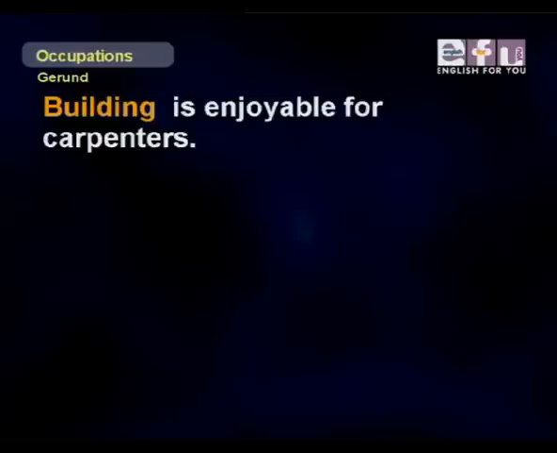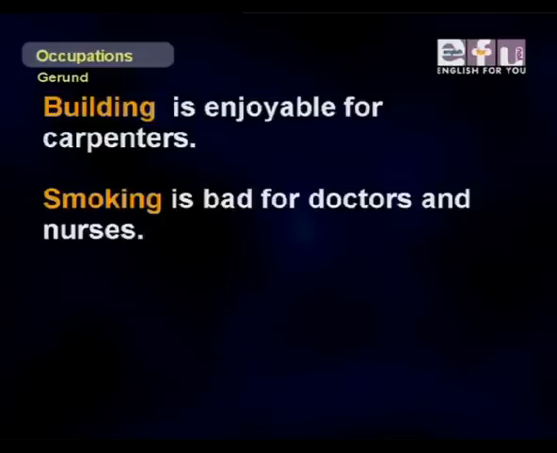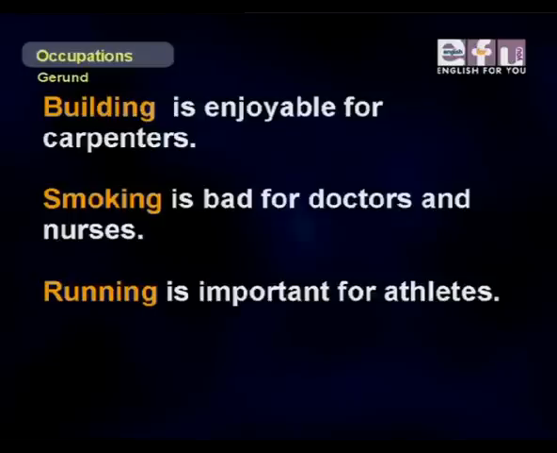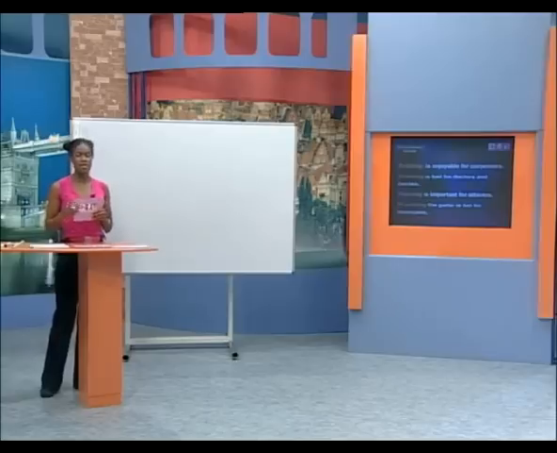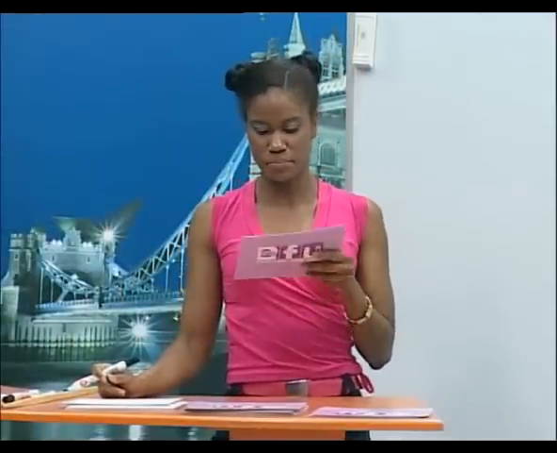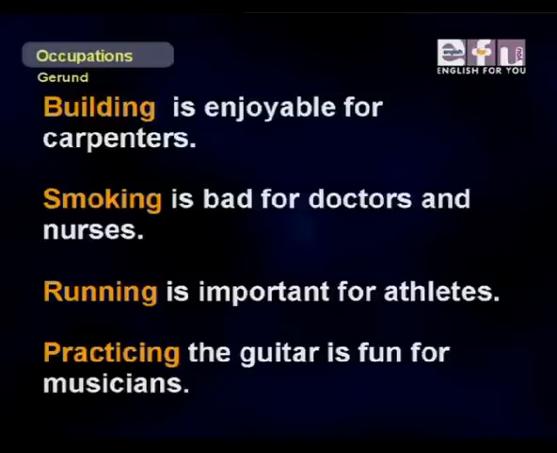Gerunds can also be used as subjects. Take a look at some examples. Building is enjoyable for carpenters. Smoking is bad for doctors and nurses. Running is important for athletes. Practicing the guitar is fun for musicians. So a gerund can be the subject of a sentence. The verb is singular because the gerund is singular. In these sentences, building, smoking, running, and practicing are gerunds.